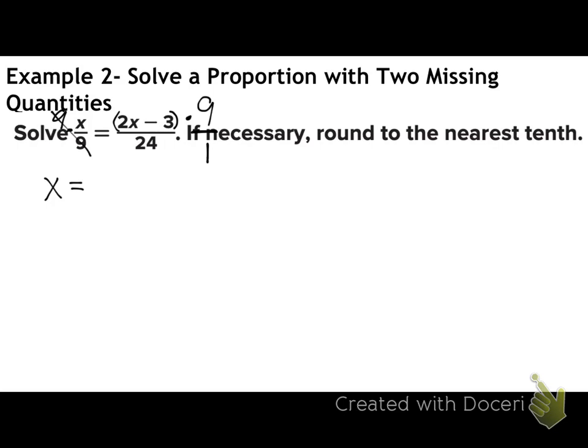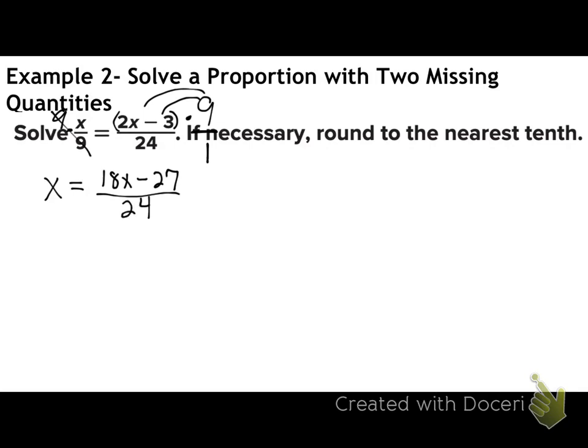So I've got to use what? Distributive property. So 9 times 2x, 18x. 9 times negative 3, negative 27. And then in my denominator, 24 times 1, 24. Everyone okay with what I've done so far?